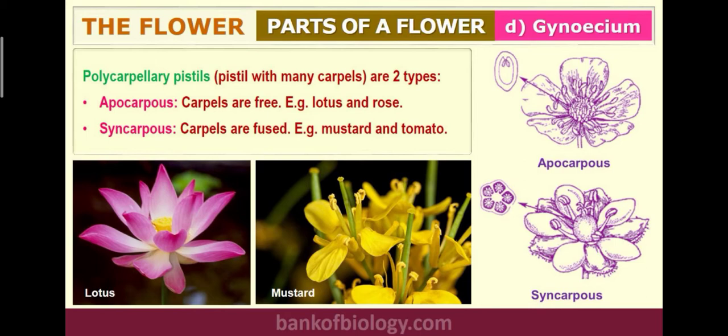So there are two types. Apocarpous: carpels are free. Example: lotus and rose. इसमें क्या होगा? Their carpels are free to each other. And syncarpous: carpels are fused. ठीक है. Example: mustard and tomato. As you see in the lotus, their carpels are free to each other, and in mustard they are attached to each other. ठीक है.